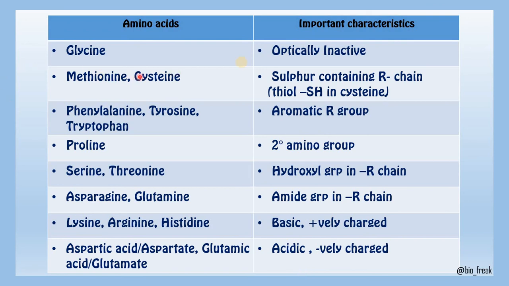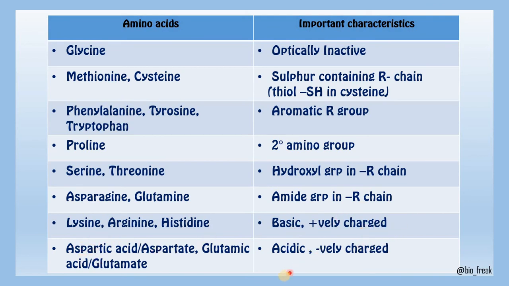So glycine is the only amino acid that is optically inactive. Methionine and cysteine are the sulfur containing amino acids. Phenylalanine, tyrosine and tryptophan are aromatic amino acids. Proline is the only amino acid that has a secondary amino group. Serine and threonine have a hydroxyl group, OH group. Asparagine and glutamine have this amide group. Lysine, arginine, histidine are basic in nature.